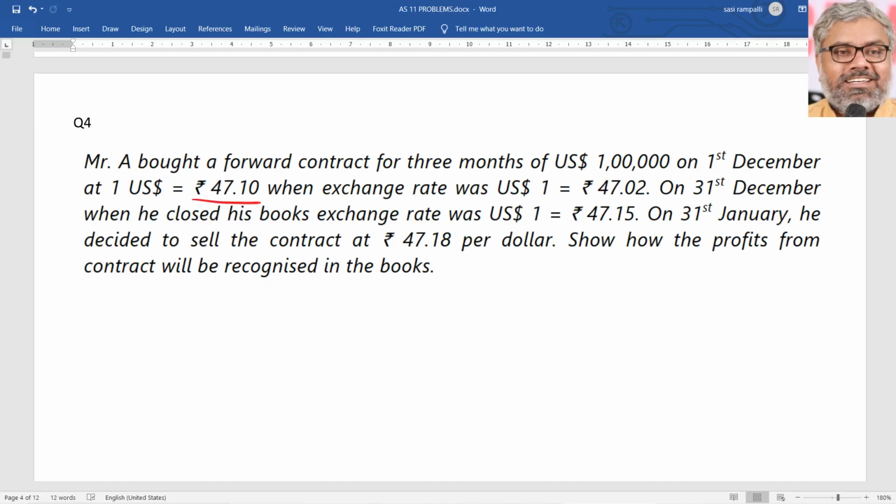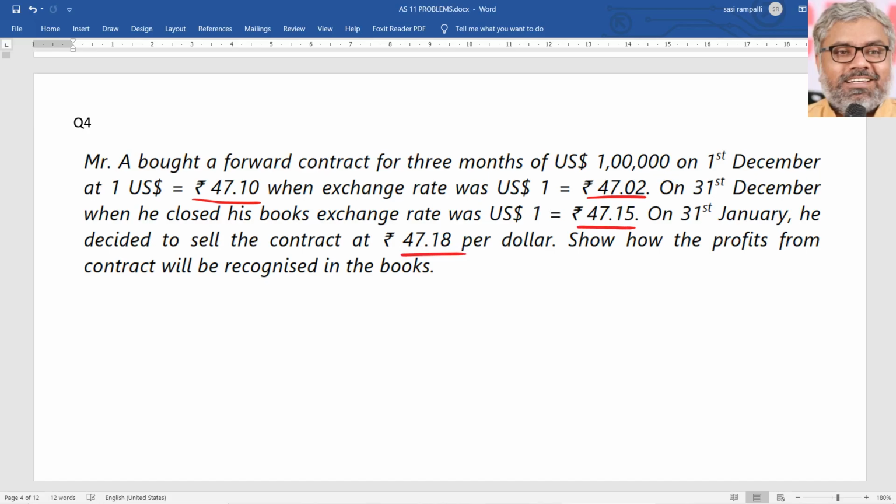Looks like he doesn't have any other liability or something. Just like that he bought. Then he purchased a forward exchange contract at 47.1 when the exchange rate in the outside world was 47.02. On 31st December when he closed his books, the exchange rate was 47.15. On 31st January he decided to sell the contract at 47.18 per dollar.